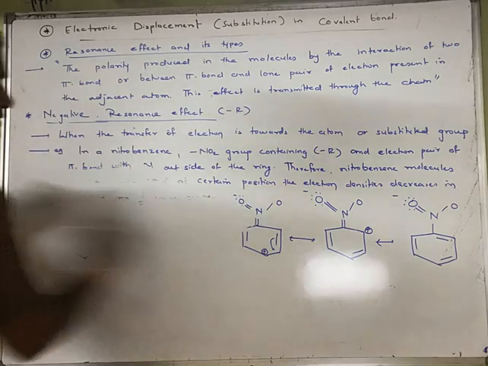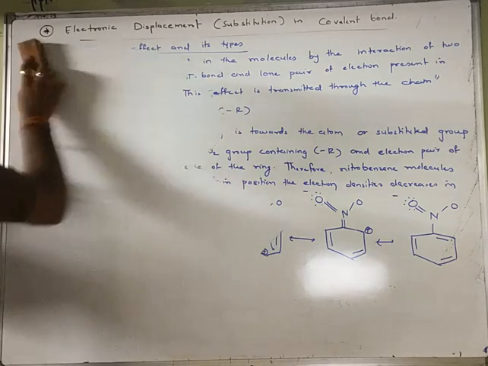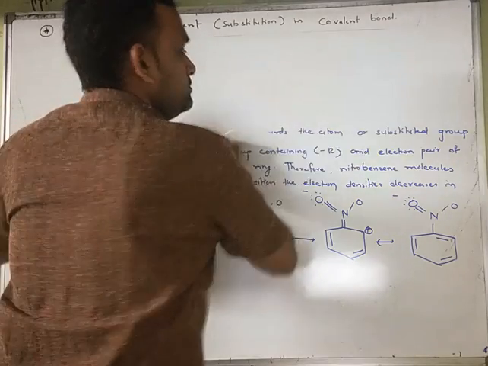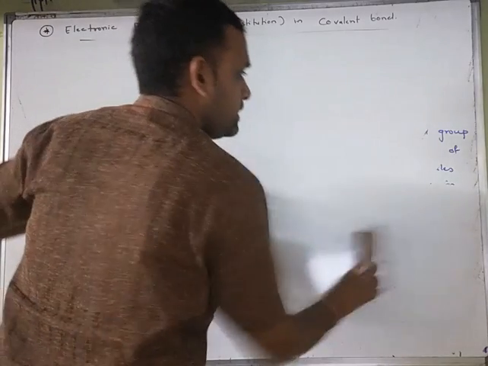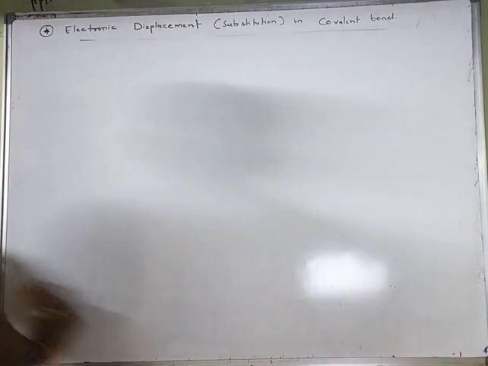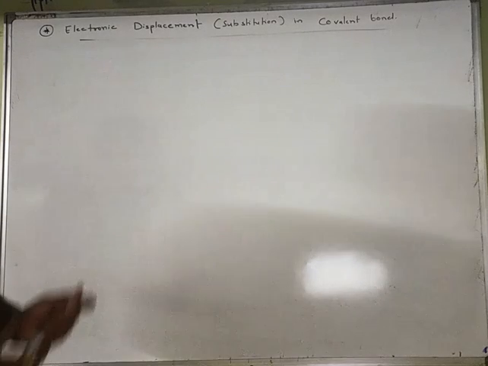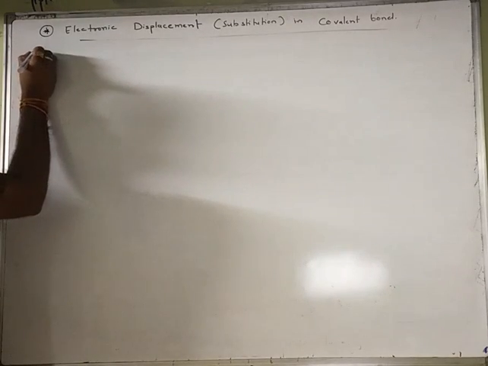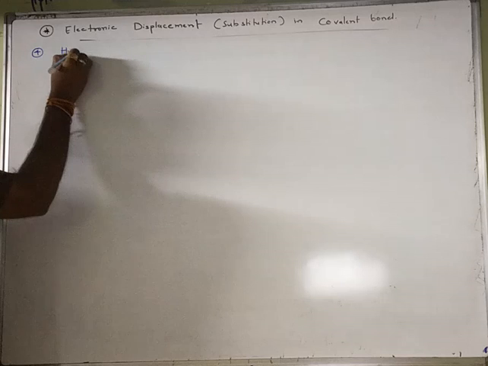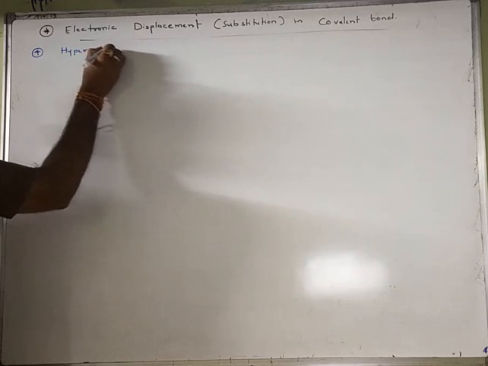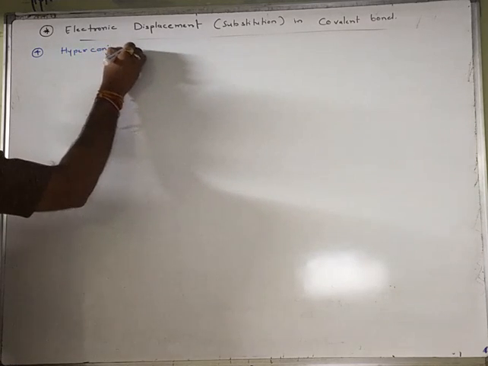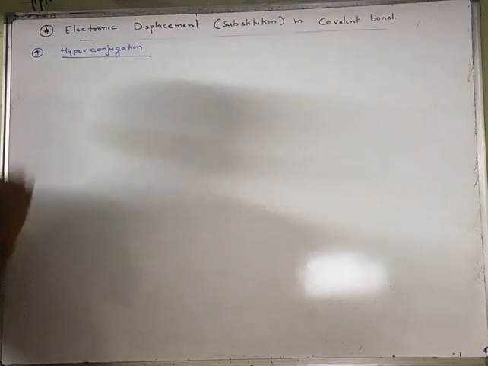Now the last one, let us see. The last one to be given is the fourth one, that is hyperconjugation. चलो hyperconjugation किसको बोलते हैं? Fourth one, hyperconjugation. Okay, किसको बोलते हैं?